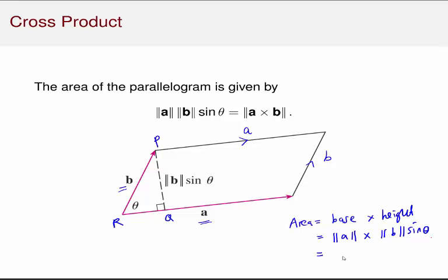Now by the cross product angle formula we know that this is just the length of the vector A cross B. Hence we have shown that the length of the cross product of A and B is actually the area of the parallelogram spanned by the vectors A and B.